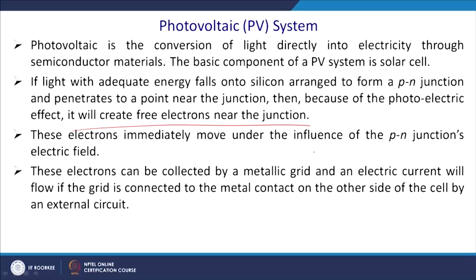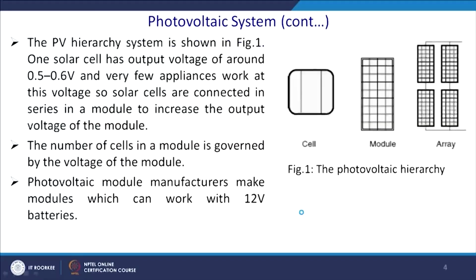This electron can be collected by the metallic grid, and the electric current will flow if the grid is connected to the metal contact on the other side of the cell by the external circuit. So, essentially this is called a cell. Ultimately you have a combination of cells, that is called the module, and ultimately the parallel modules make an array. So, the PV hierarchy system is shown in figure 1.